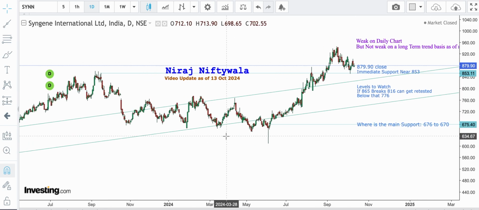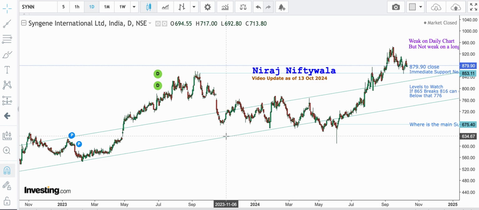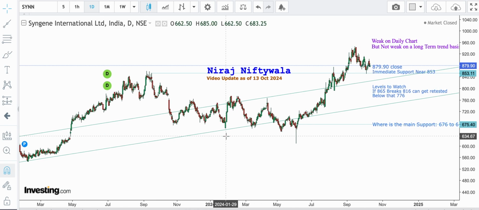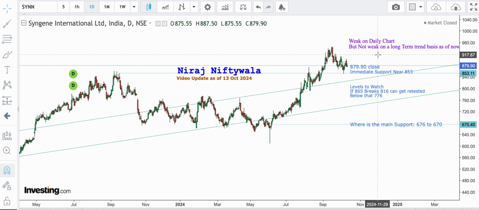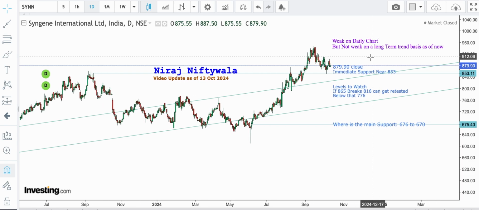If you see this entire 2-3 year trend that Syngene International has shown, it doesn't look weak to me at all. It is still a very strong chart. And what are the key levels to watch? If you are a long term investor, you should not have any problem, you can keep buying these dips. But if you are a short term trader or looking at it from a short term perspective, then what are the key levels to watch, and what are the levels from which you should exit?